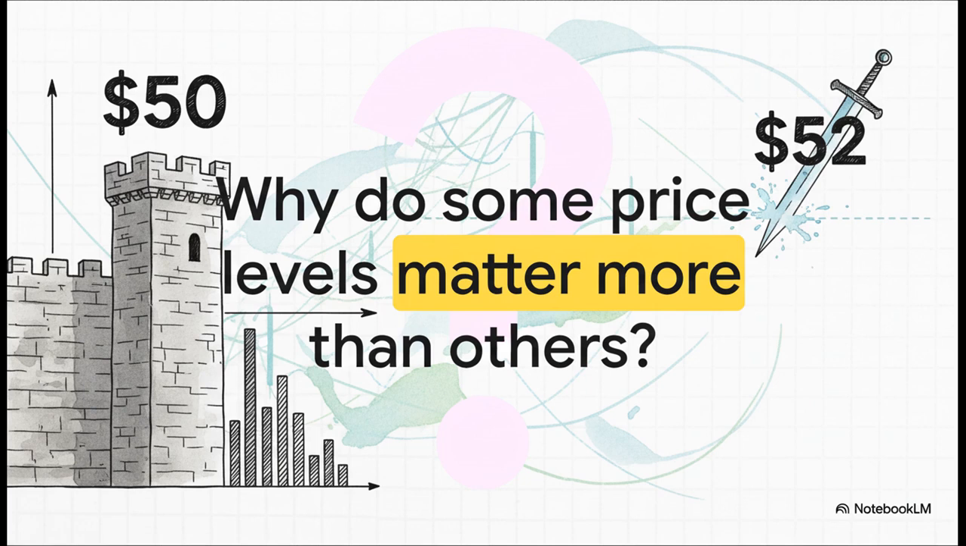And that really gets to the heart of it, doesn't it? Why is it that a stock will bounce off, say, $50 like it's a trampoline, but then slice right through $52 like it's not even there? What makes one price a fortress and another one irrelevant?